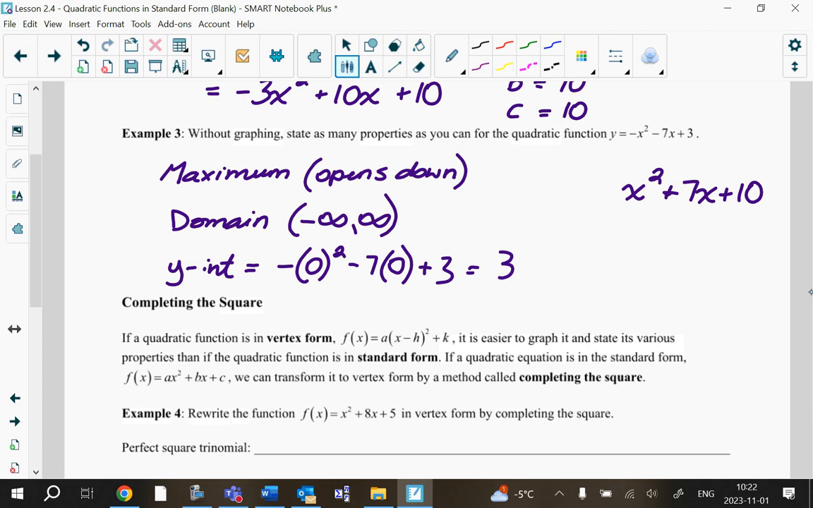Yeah. Well, you're going to have to learn to love it. Okay, so we're working backwards. So it's going to involve factoring.